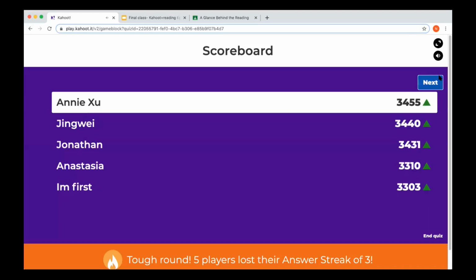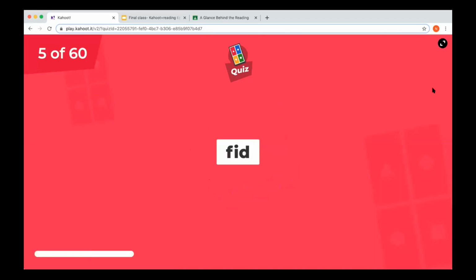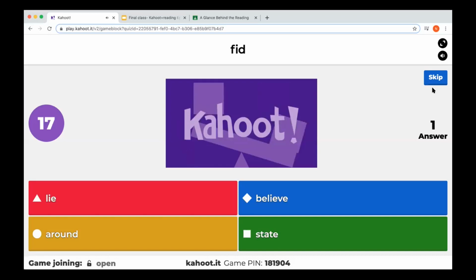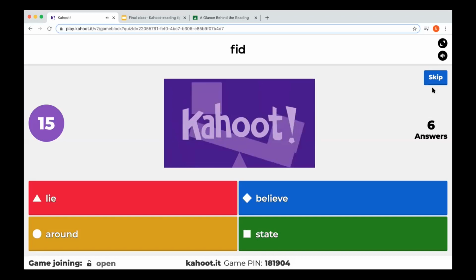Next. FID. All right. Red is lie, blue is believe, yellow is around, and green is state.